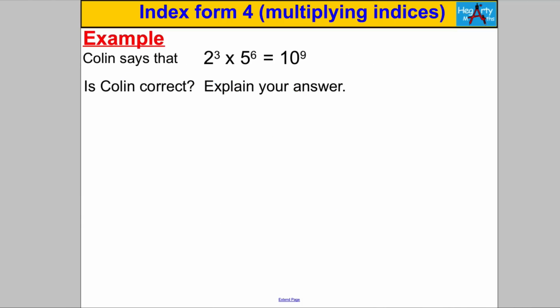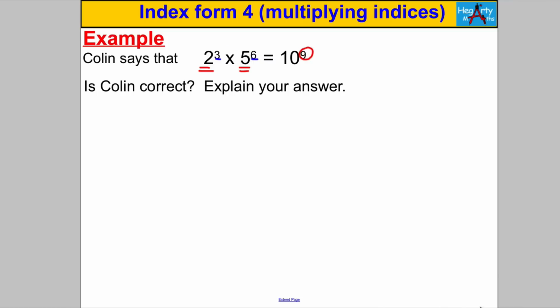Colin says that 2 cubed multiplied by 5 to the 6 is 10 to the 9. Is Colin correct? Explain your answer. Well, no, Colin's not correct. You can't add the powers when the base number is different. You're not allowed to do that, okay? So it's definitely not to the power of 9, that's true. Are you allowed to just multiply the two bases? Well, no, you're not allowed to do that.